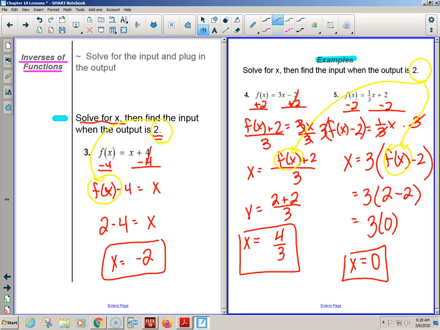If you guys haven't written it down yet, back on the board, page 572, you're just switching inputs and outputs. And you're kind of solving in a backwards way. You're getting X alone and then plugging into that f of X spot.